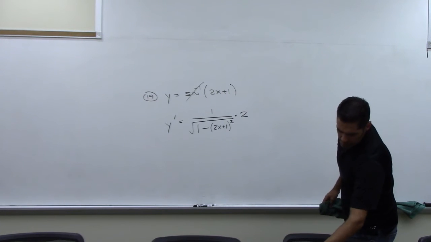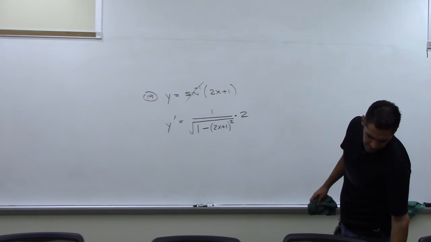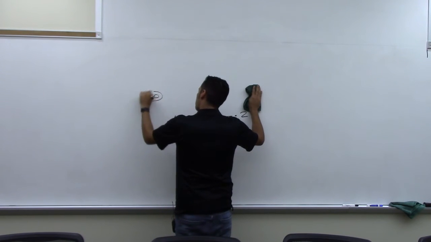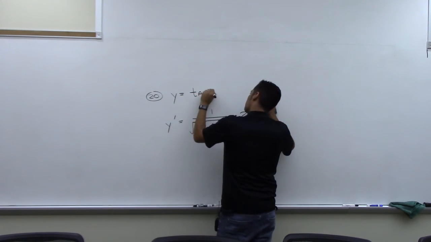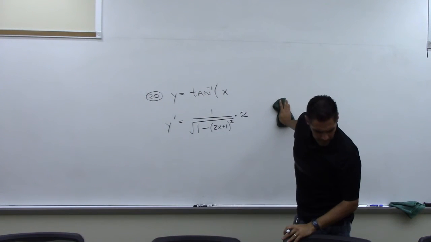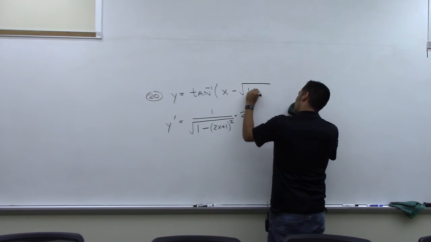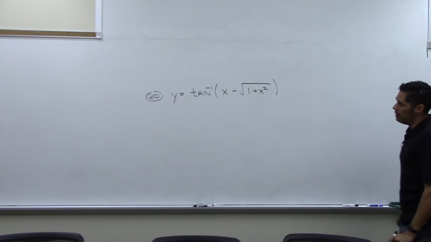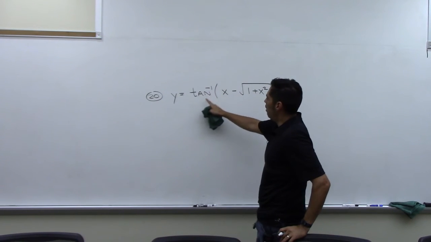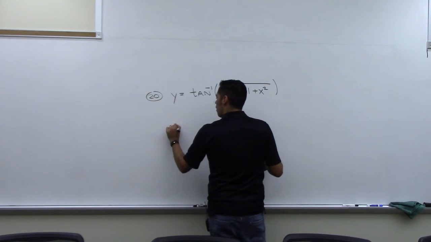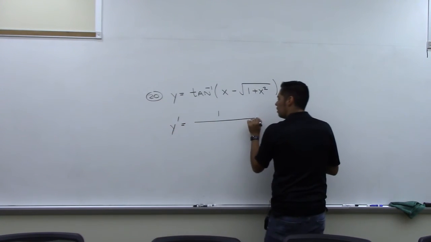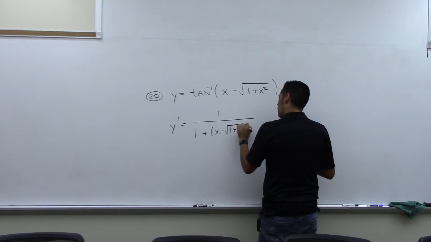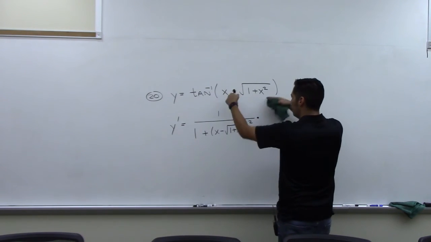All right, number 20. Y equals arctangent of x minus square root of 1 plus x squared. All right, that doesn't look good. All right, let's not panic. We're taking the derivative, it's chain rule because we have arctangent of something. The derivative of arctangent of something is 1 over 1 plus that something, which is this big ugly thing, squared, times chain rule, go inside, take derivative of what's in there.